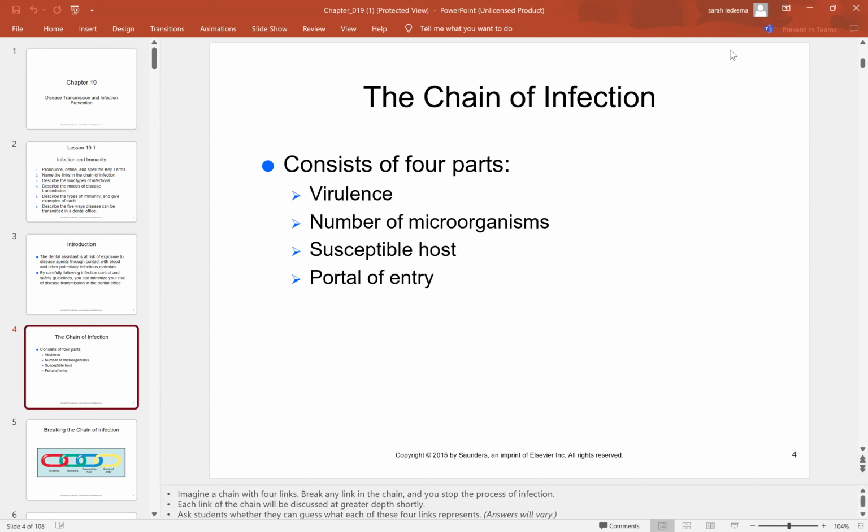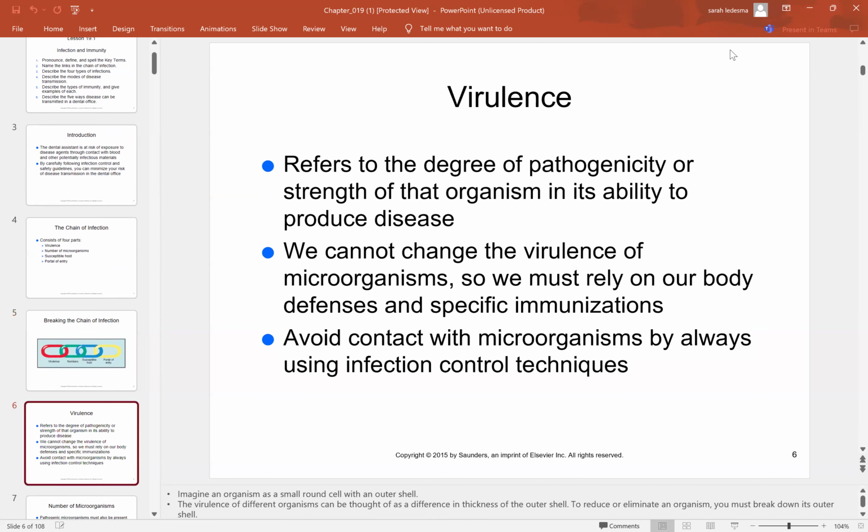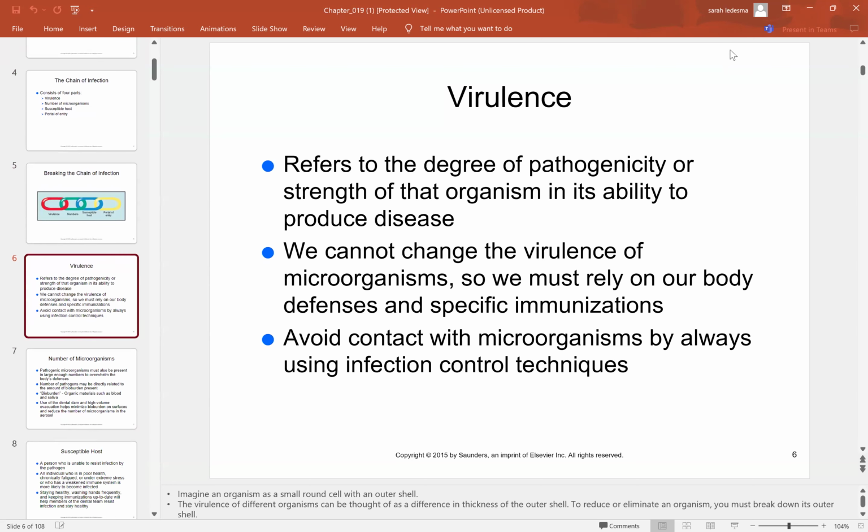So the chain of infection has four parts: virulence, number of microorganisms, a susceptible host, and a portal of entry. All four parts must be present in order to have infection. Virulence refers to the degree of pathogenicity or strength of that organism and its ability to produce disease. We cannot change the virulence of microorganisms, so we must rely on our body's defenses and specific immunizations. Avoid contact with microorganisms by always using infection control techniques.